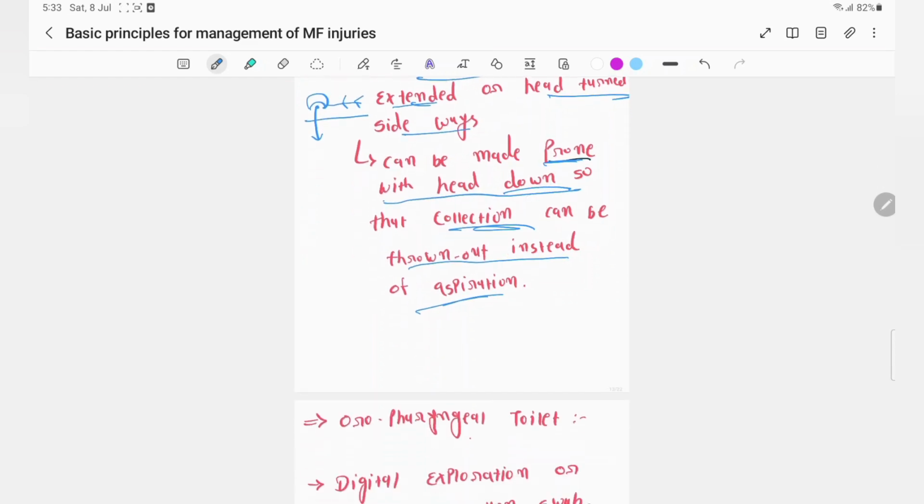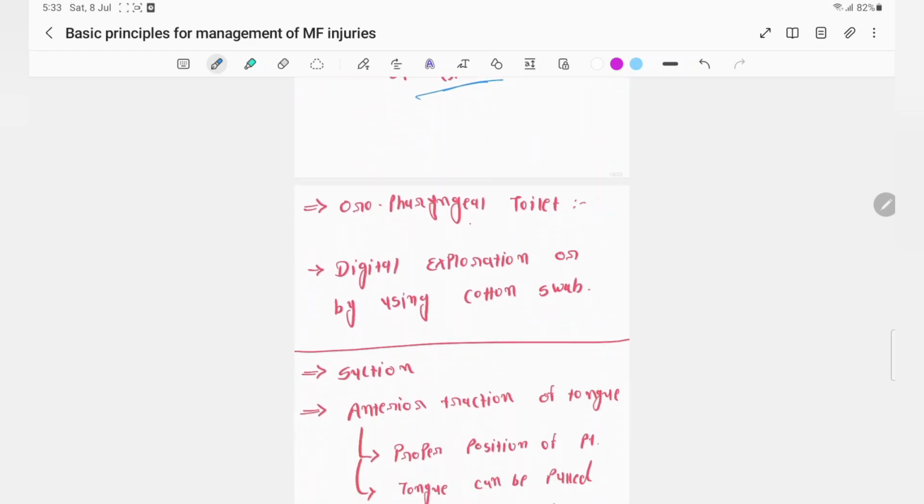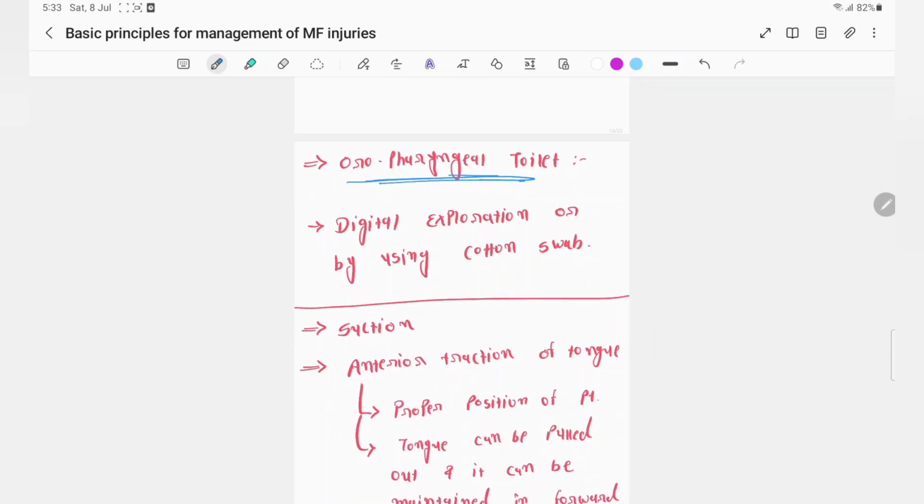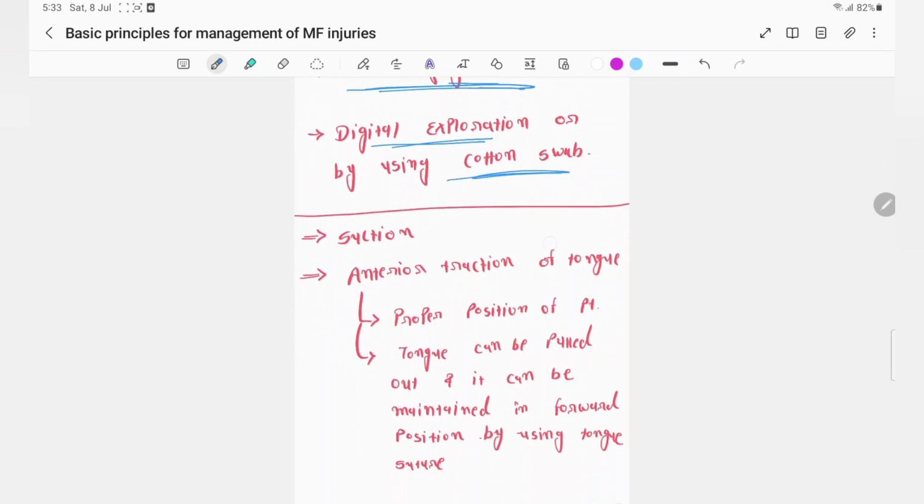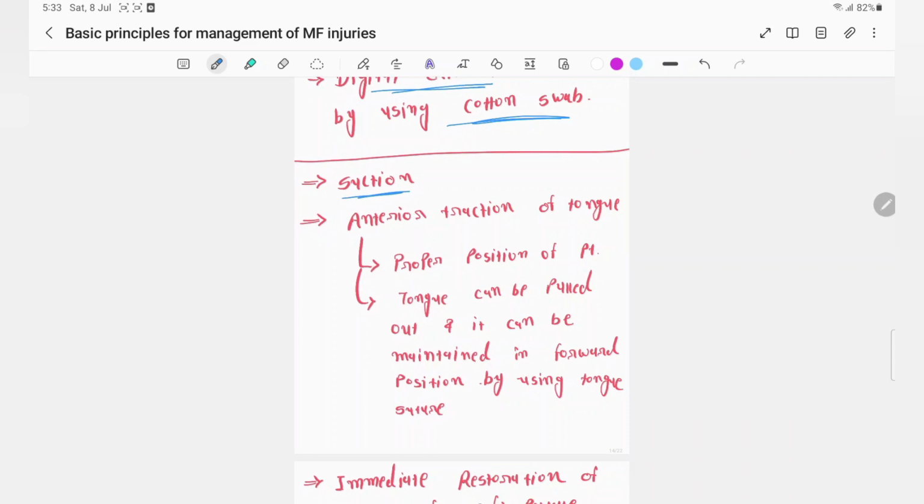Okay. So after this, if it is not done by patient position, then you have to go for oropharyngeal toilet. Okay, so this can be accomplished by using your fingers, it means digital exploration, or by a cotton swab. You have to just clean that area to prevent obstruction. Then you can easily suction all those things. Or we can go for anterior traction of tongue.